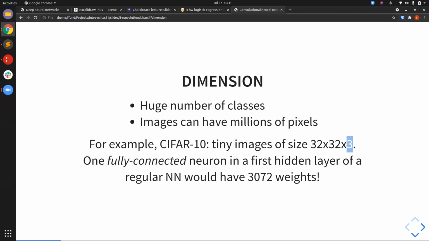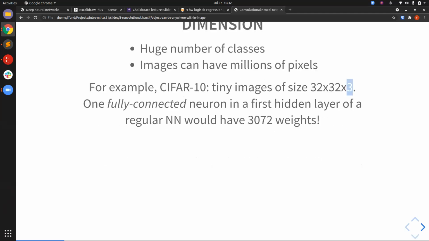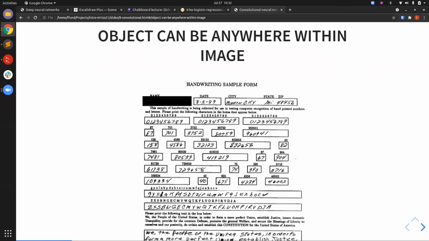Okay. And not only that, if you think about all of the things you might want to recognize in an image, you also have a huge number of classes, so potential things you want to classify. We also have the challenge that the object you're trying to recognize can be anywhere inside an image, right? This is a handwriting sample form from, let's say, the data collection for MNIST. Okay. The particular data you're looking for could be located anywhere in the image. So these are some reasons why computer vision is somewhat difficult.